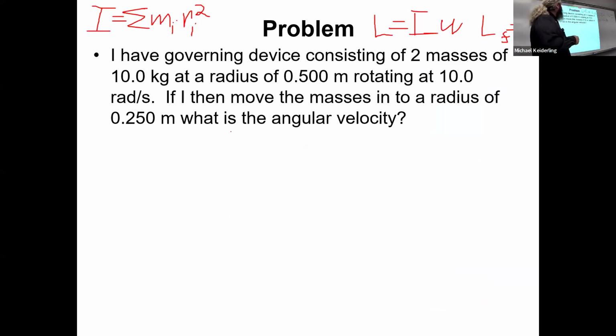So if I have a governing device that consists of two masses of 10 kilograms at a radius of 0.5 meters, rotating at 10 radians per second, if I then move the masses in to a radius of 0.25 meters, what is the angular velocity?